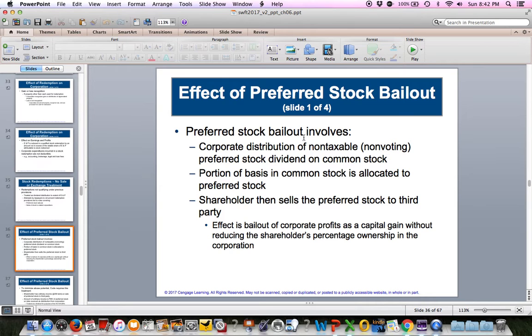They involve corporate distribution of non-taxable, non-voting preferred stock as a dividend on common stock. The portion of basis in common stock is allocated to preferred stock. A shareholder then sells the preferred stock to a third party. The effect is a bailout of corporate profits as a capital gain without reducing the shareholder's percent of ownership of the corporation.